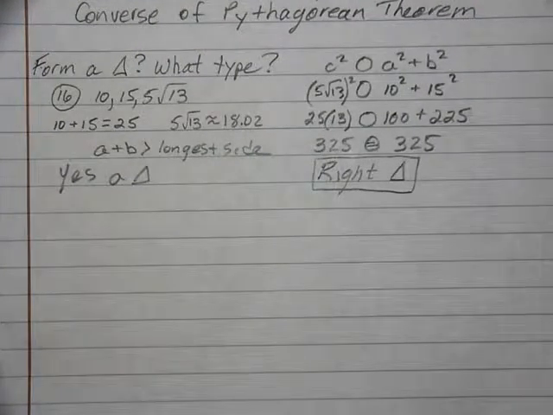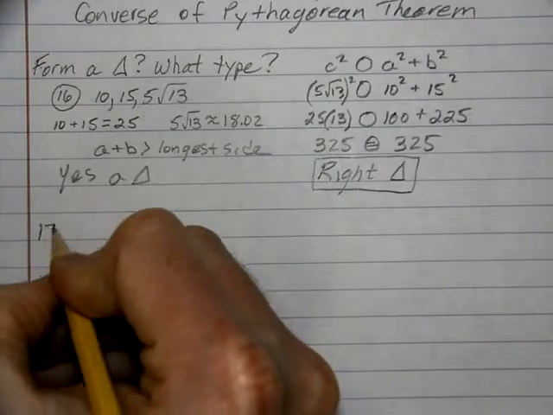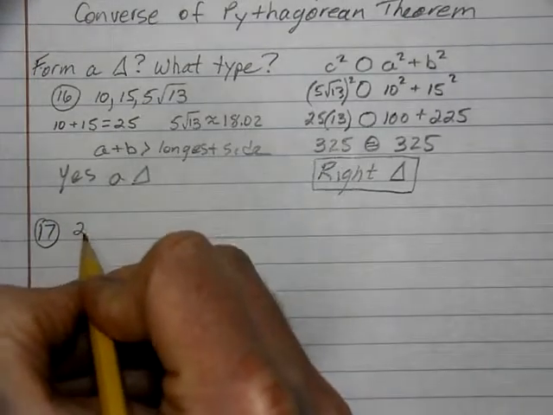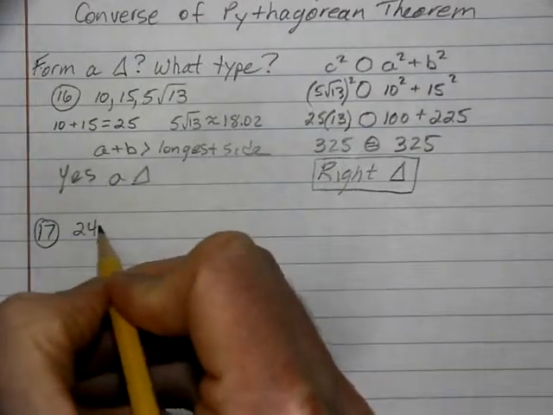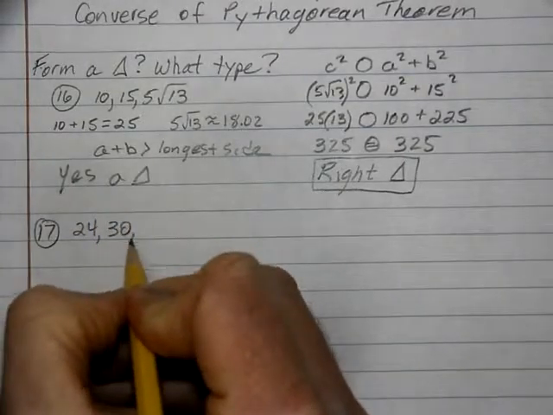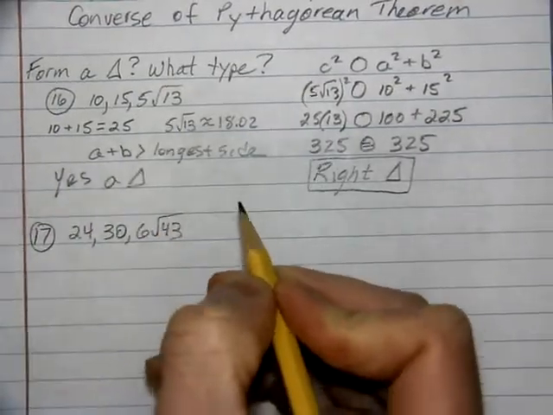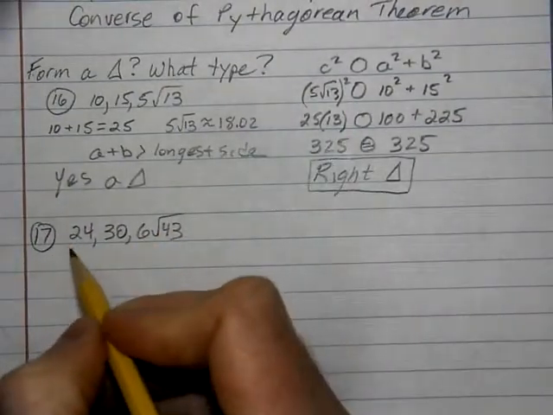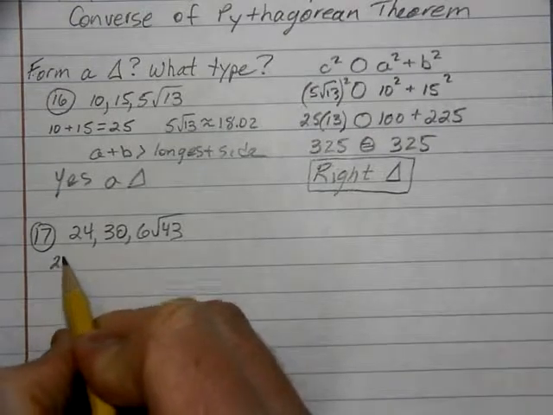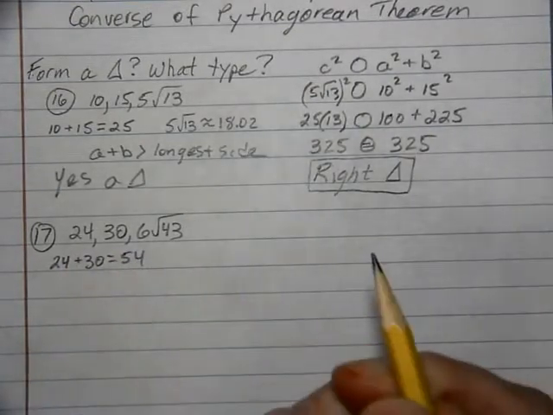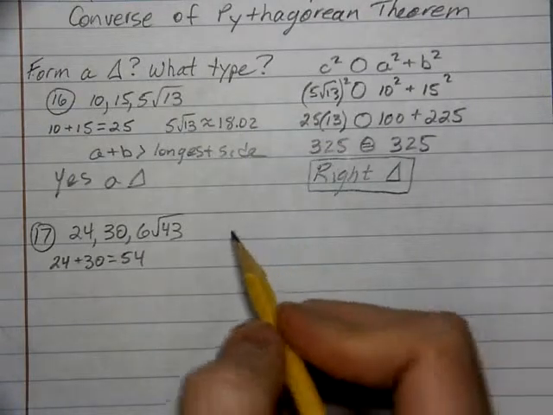The second question that we're looking at is number 17. Its side lengths are 24, 30, and 6 square root 43. Well, first we got to test to see if it's a triangle. So we take the two smaller sides and we figure out their length.